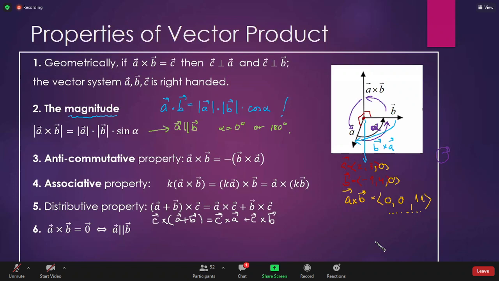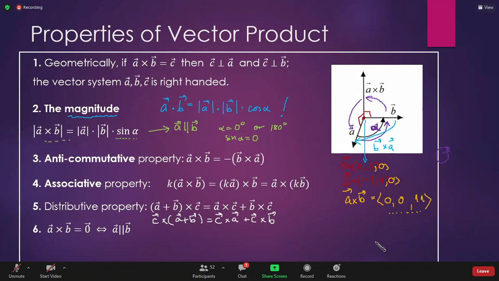But in both cases, the sine of this angle is 0. So this means that if two vectors are collinear, that is parallel or anti-parallel, then the vector product is the 0 vector, because the magnitude would be 0.